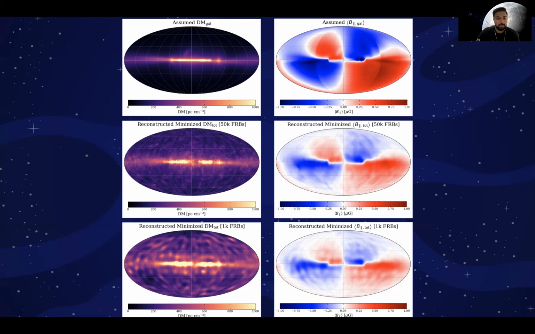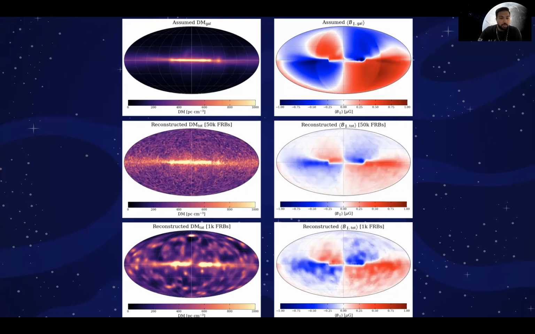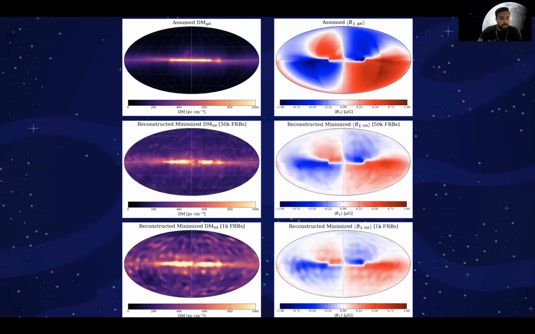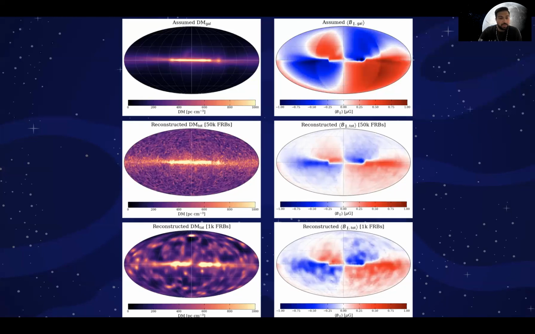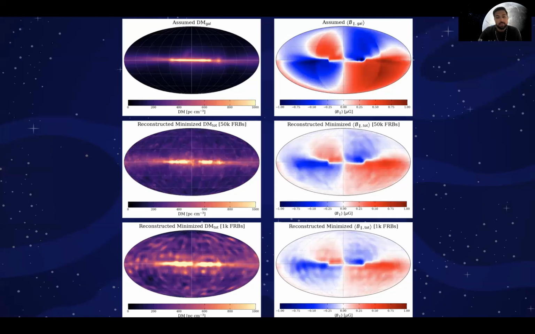If I flip between these slides, you can see particularly in the middle panel, our extragalactic DM goes down by quite a bit. This helps us recover some of the galactic B parallel structure as well. Obviously this technique works a lot better given more data points. With only 1,000 FRBs, you're only really reducing that number down to like 600 or 700 FRBs using this technique, so it doesn't get rid of a ton of extragalactic DM contributions.